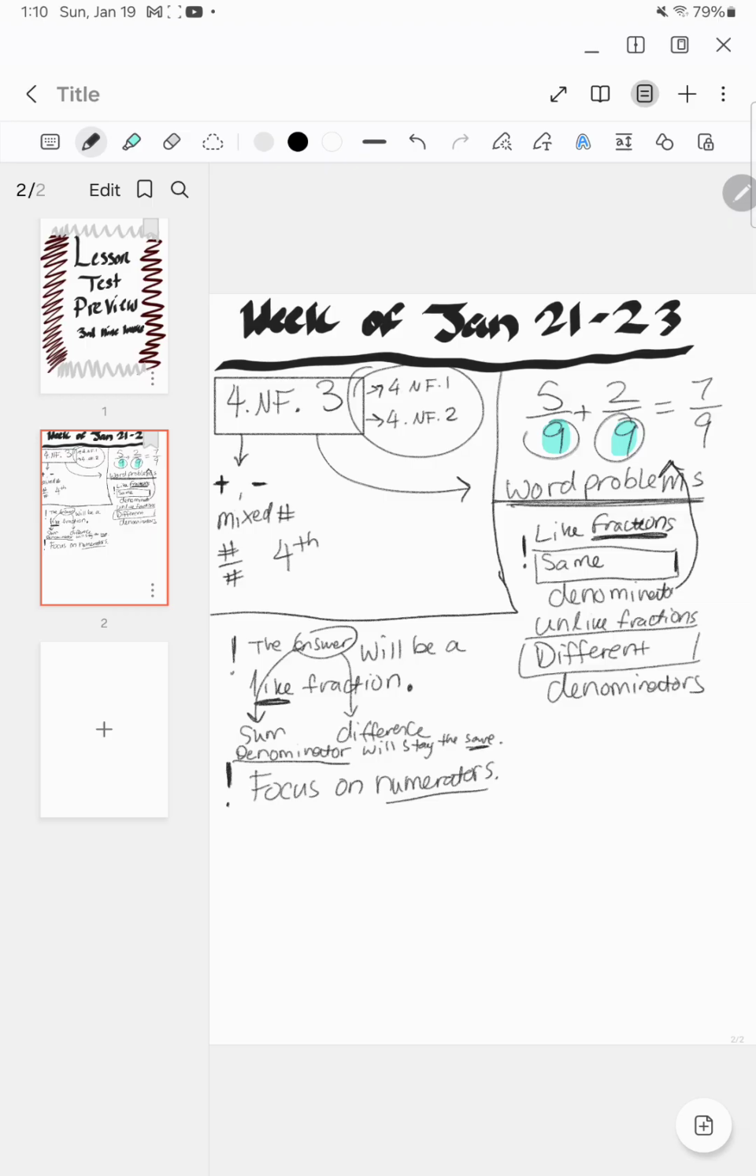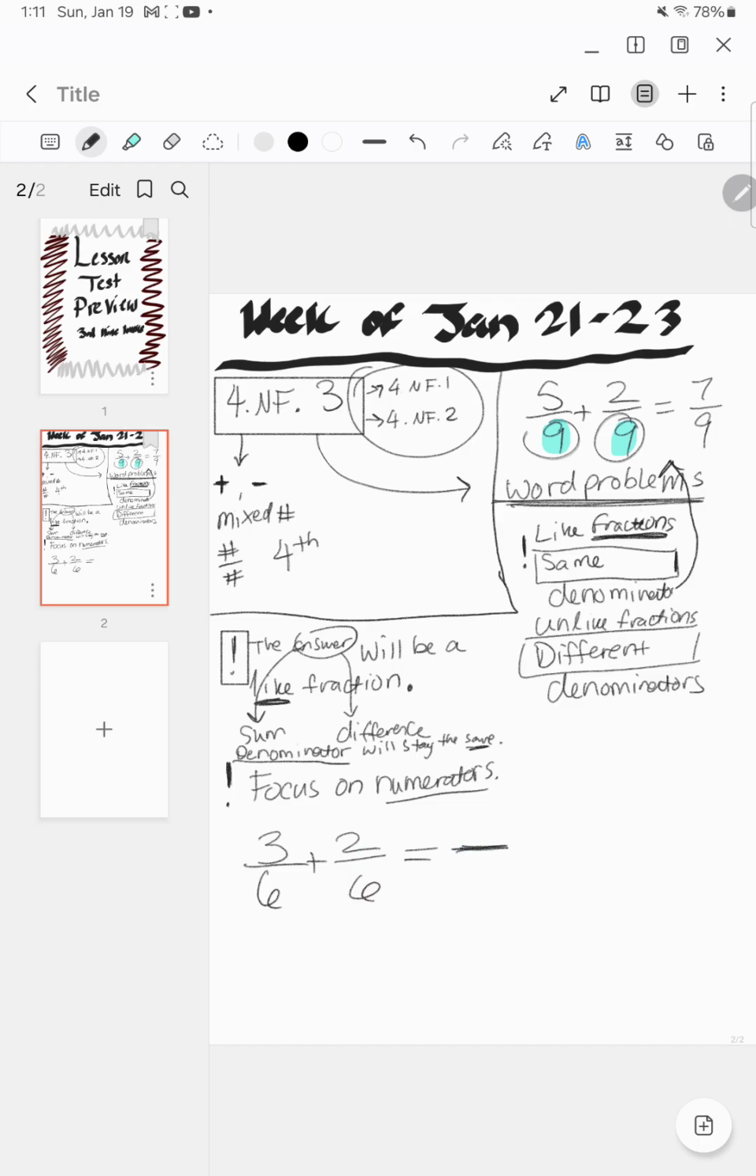So the first thing to know is that the denominators will stay the same. The answer to whatever the problem is will be a like fraction, which means the denominator will be the same as in the problem. And you're also going to know that your main focus is on your numerator. So let's practice 3/6 plus 2/6. Again, our answer is going to end up being a like fraction to the problem.